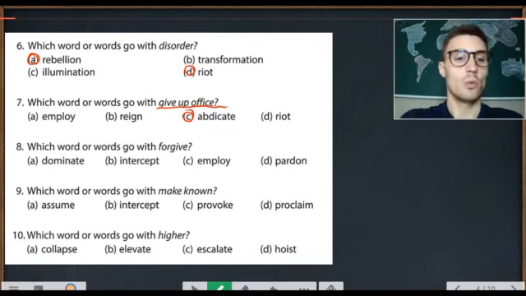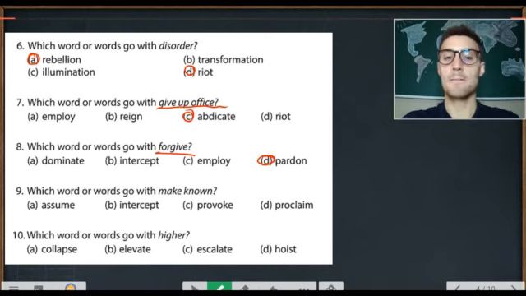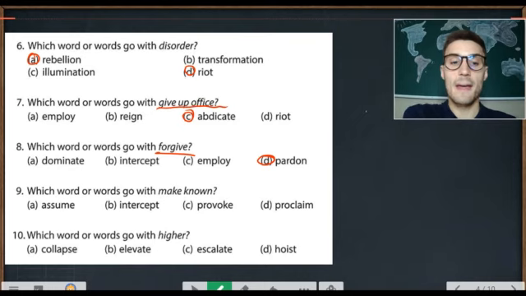Question 8. Which word or words go with forgive? A, dominate, B, intercept, C, employ, D, pardon. I can see one correct answer. Which word or words go with forgive? D, pardon.